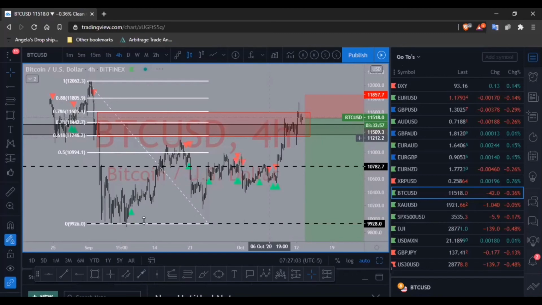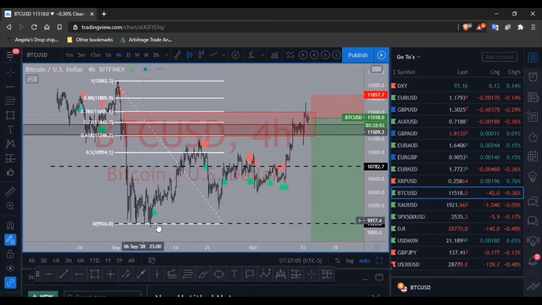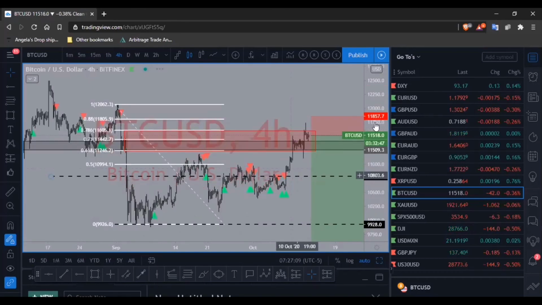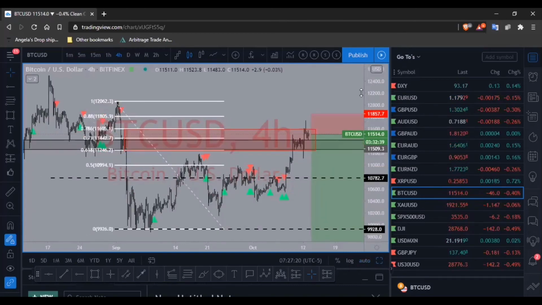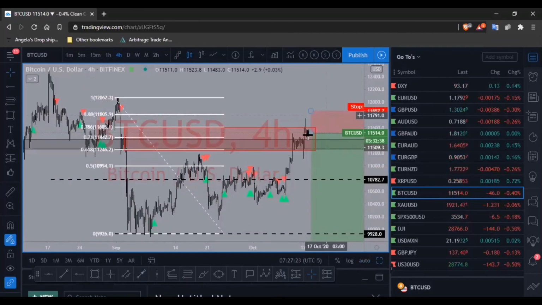9,900 would obviously be a very good place to take partials, and 10,780 is another good area to take profit, like take partials. But overall, I kind of want to see it come down to 9,000, and the risk reward is just amazing.